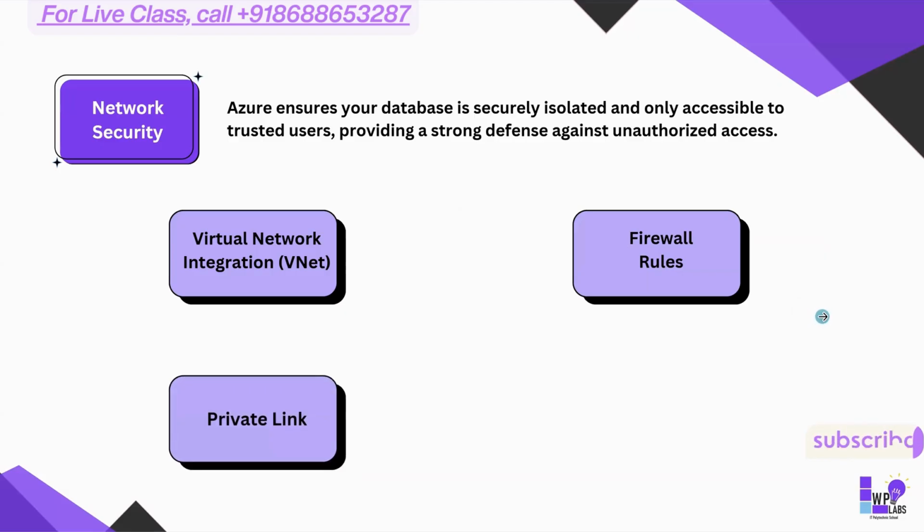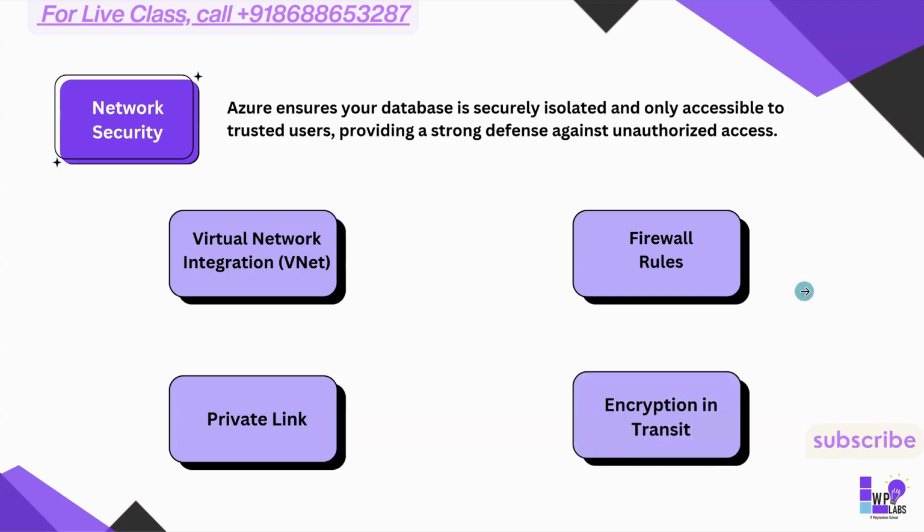Now we'll also talk about Private Link. For an even more secure connection, Azure has a feature called Private Link. It allows you to connect to your database via a secure network link, not through the public internet. Finally, we have encryption in transit. Azure will automatically encrypt data in transit using features already available to protect your data as it moves between your application and your database.